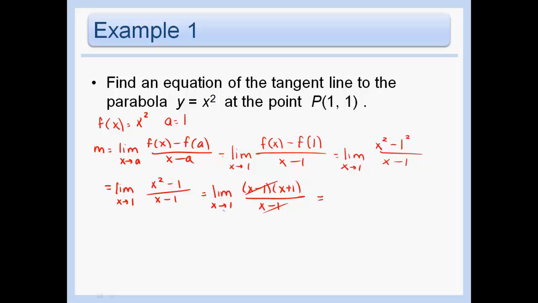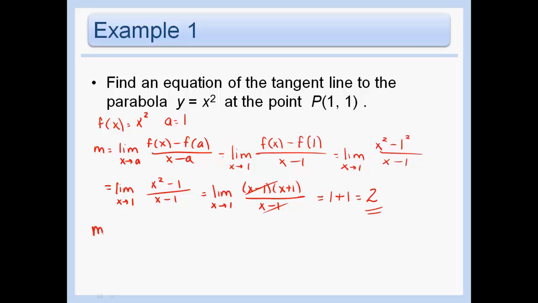So that means at this point we don't have to write that limit anymore, since we can just substitute it in, and we get 2. So our slope is 2. Let's look back at what our question asked us. Find an equation of the tangent line. We haven't quite done that yet.